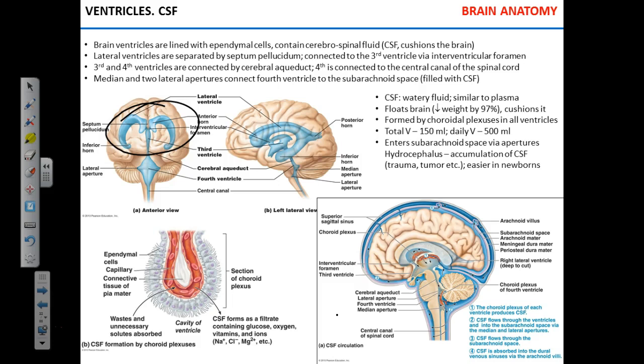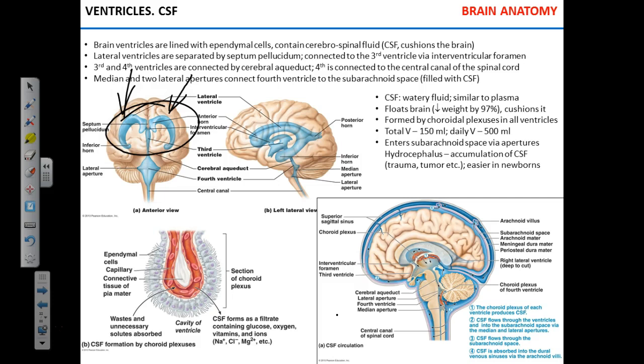Now, if you look at your model, you can see 4 ventricles. You can see 2 lateral. Can someone identify lateral ventricles for me and show them to me? Lateral ventricles. That's one, and that's another. Can you show it to everybody? Thank you, Jacques. So that's one lateral ventricle, and that's another lateral ventricle.